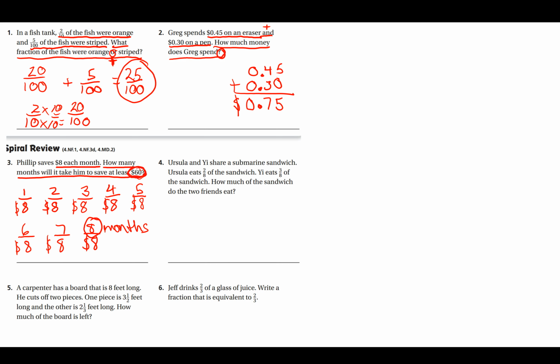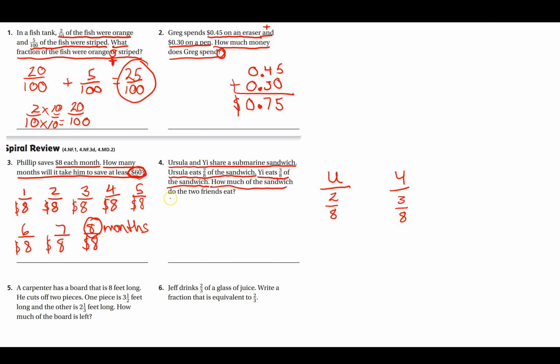All right, number 4. Ursula and Yi, I'm not sure exactly how to pronounce that name, share a submarine sandwich. So they're splitting it between them, or in some way sharing it. Ursula eats 2/8 of the sandwich. So I'm going to pull that information out. Here's Ursula, and that's 2 8ths for her. Yi eats 3/8 of the sandwich. So I'm going to put a Y for him or her, and that's 3 8ths.